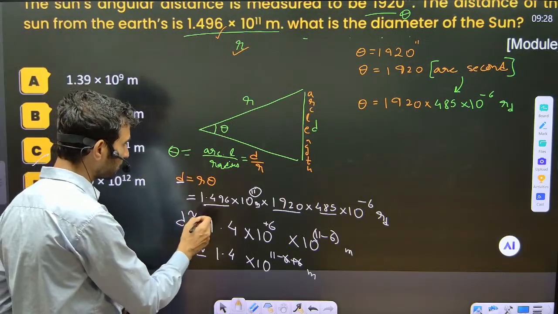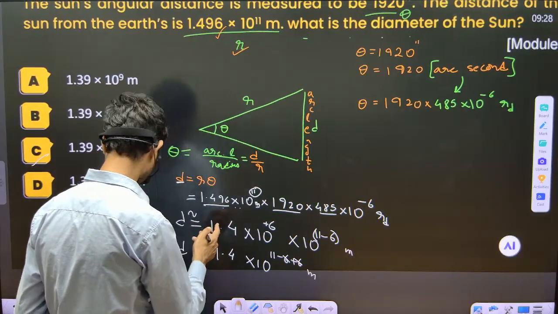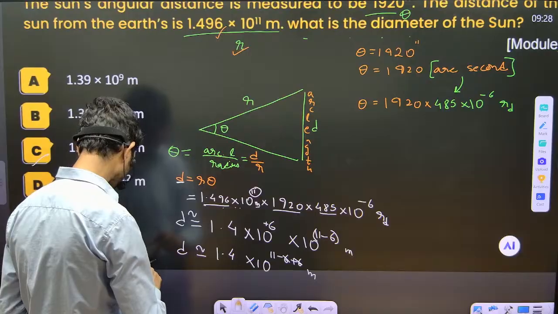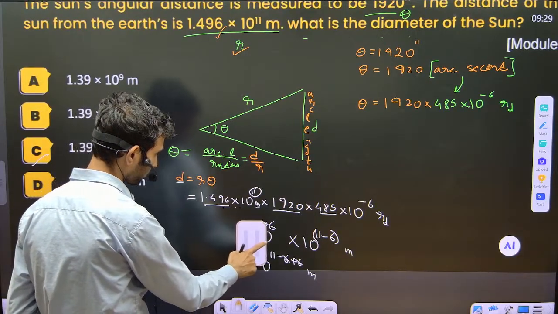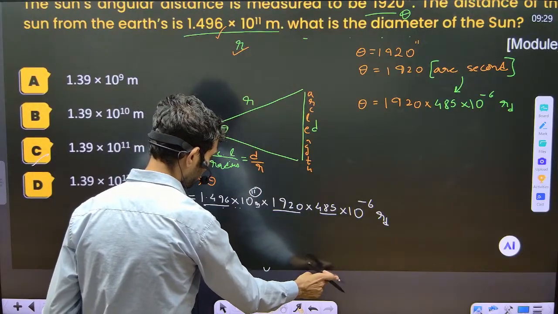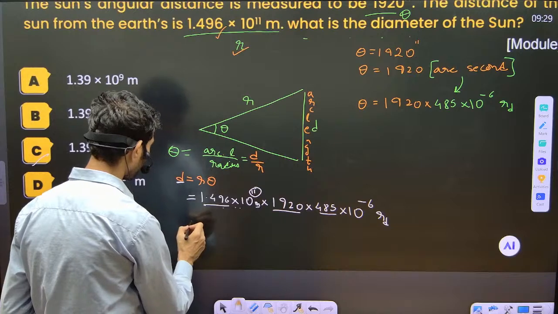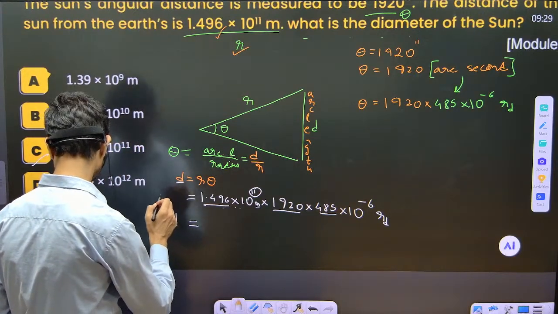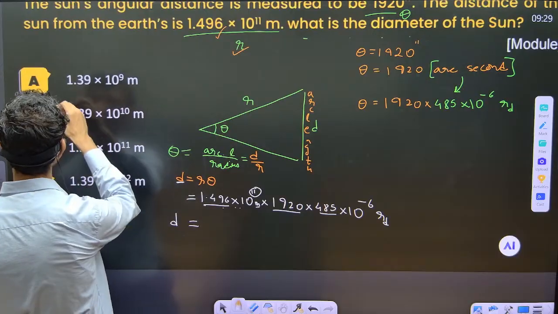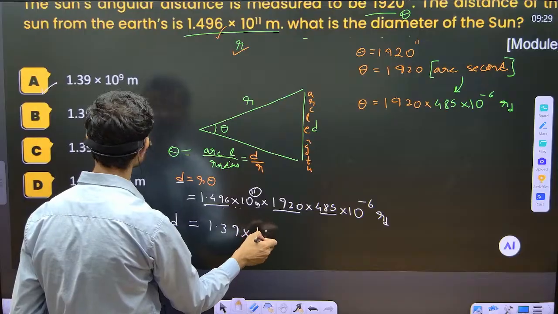See here, if you multiply all these numbers, no? So I missed a couple of zeros. So when you multiply, you get D as this option, 1.39. You can multiply this and check for yourself.